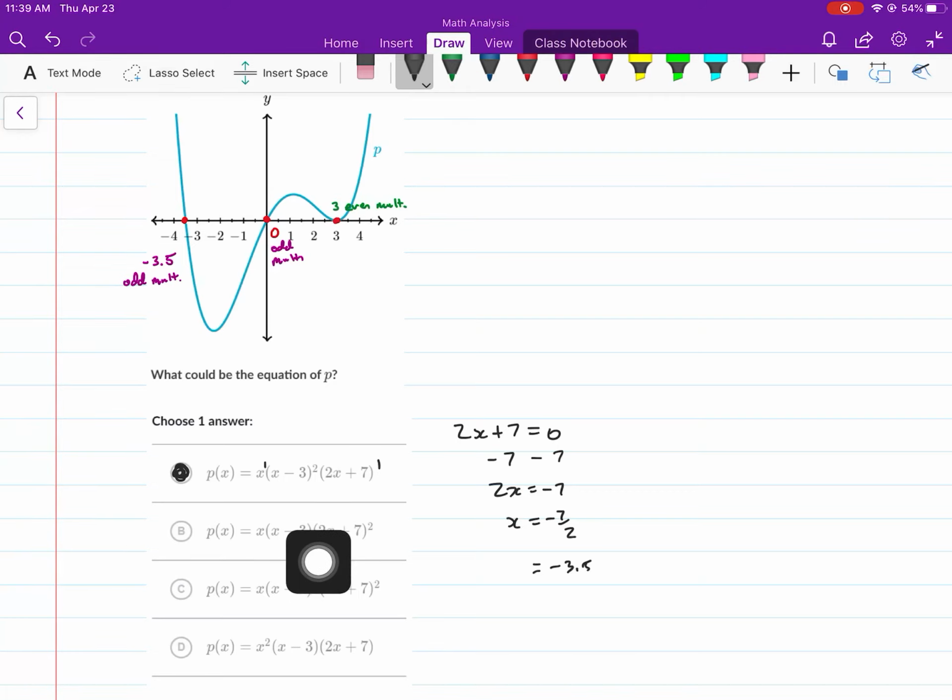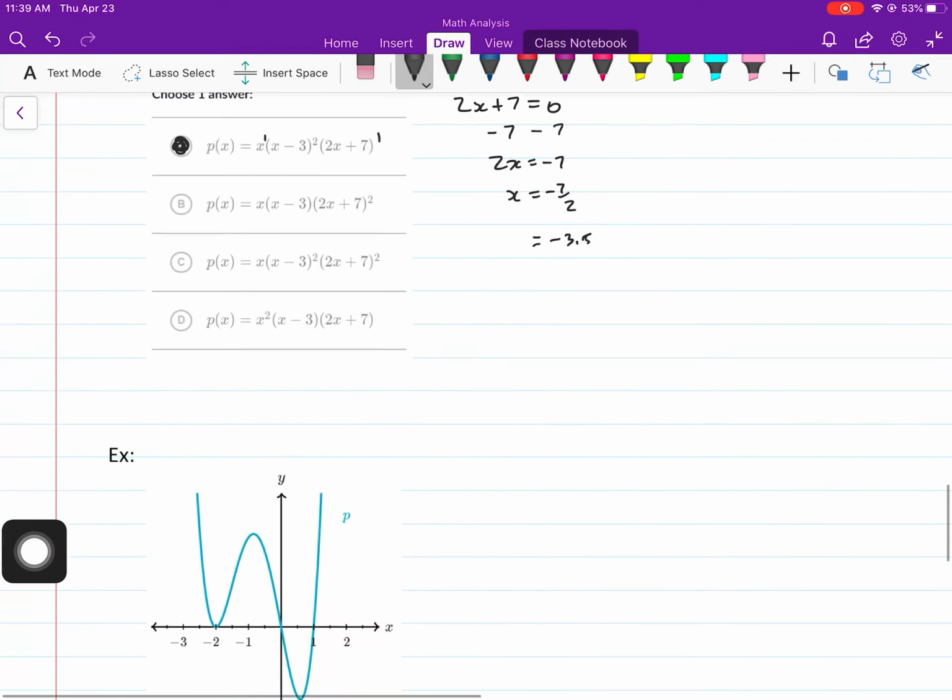Let's look at this one. 3 has no power, which means it's a 1, so that's an odd multiplicity. No, that's not right. 2x plus 7, even multiplicity? No, it should be bouncing off if that's the case. So that one's off. This one, both of those are even. Nope. And then you can look at the last one. X squared would mean the 0 would bounce there because it's an even multiplicity. So that didn't happen.